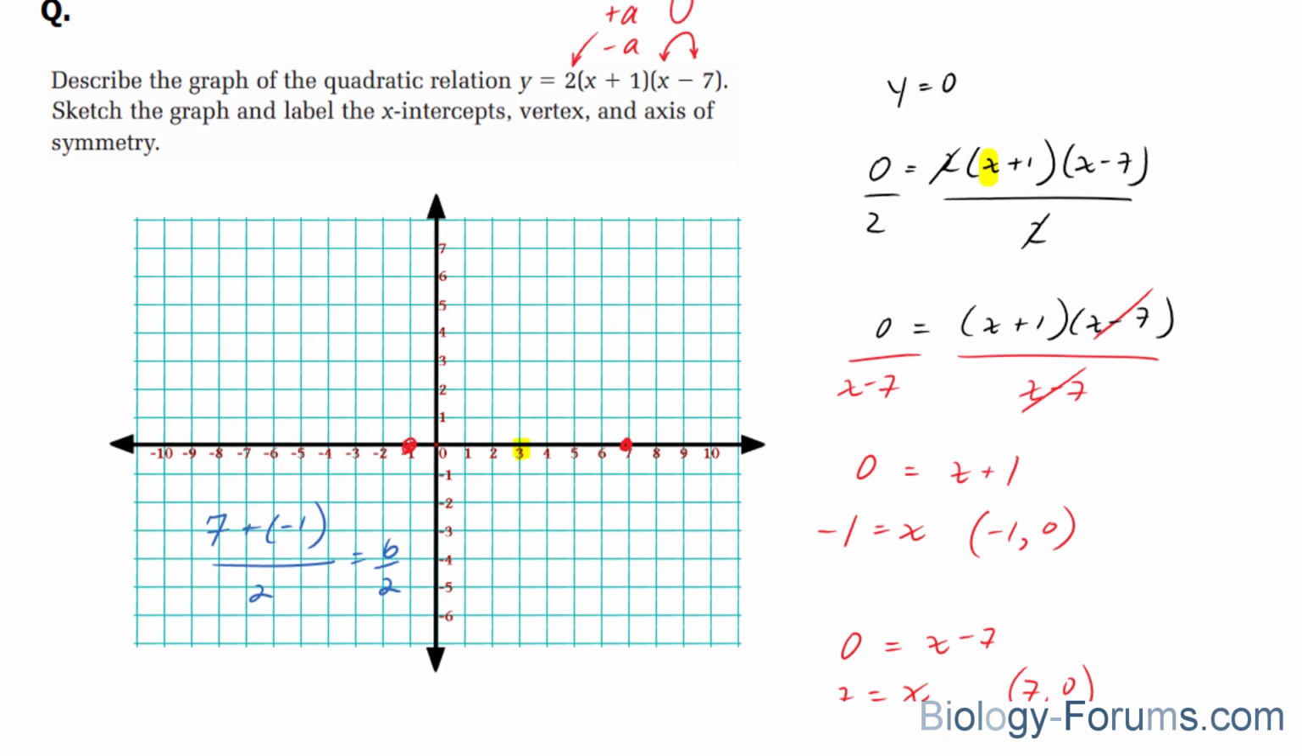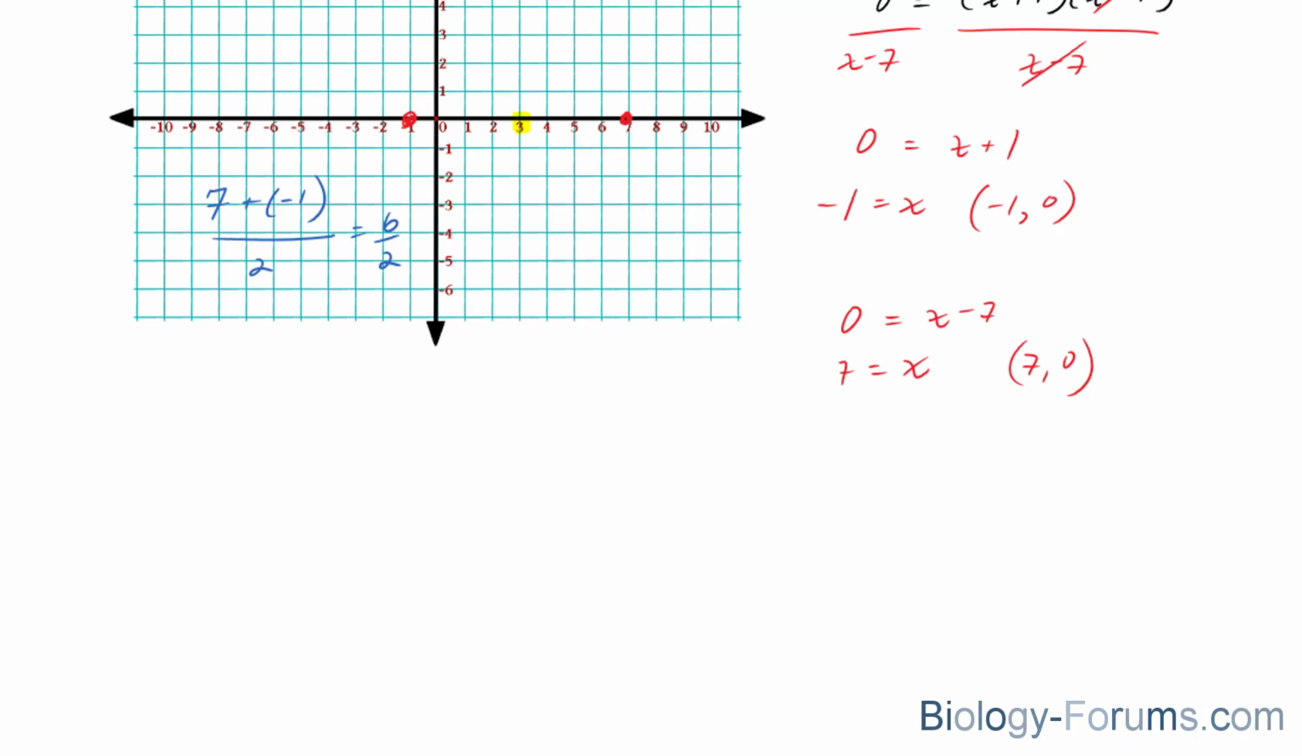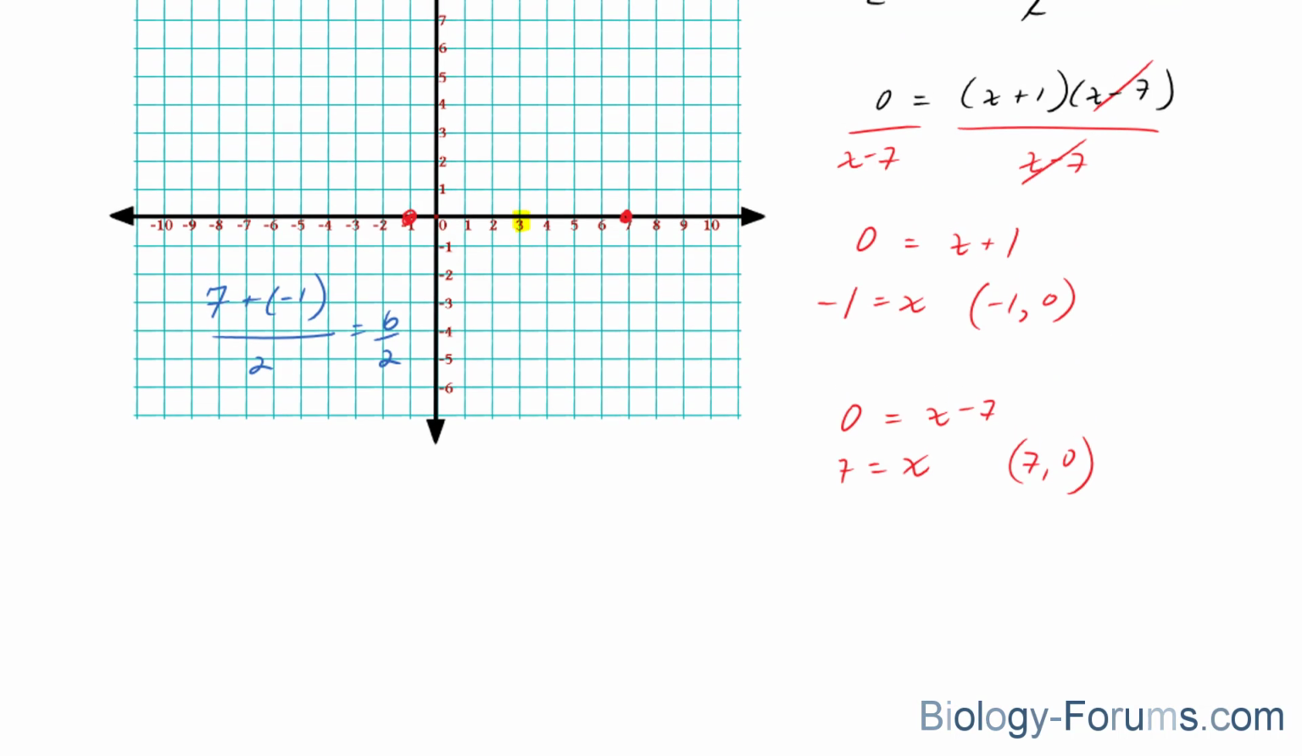Now to find the y-coordinate, you would have to substitute that value into your original equation, which looked like this. y = 2(x + 1)(x - 7). And we're going to substitute this 3, which we found by taking the average, into here. So place it into there and place it into there, and you end up with 2. 3 plus 1 is 4. 3 minus 7 is -4. 2 times 4 is 8. 8 times -4 is -32.